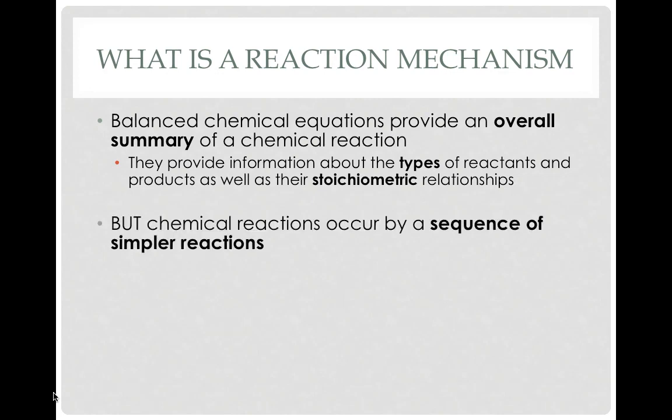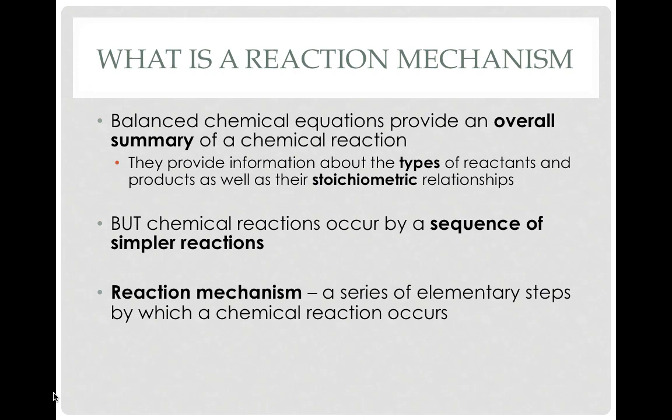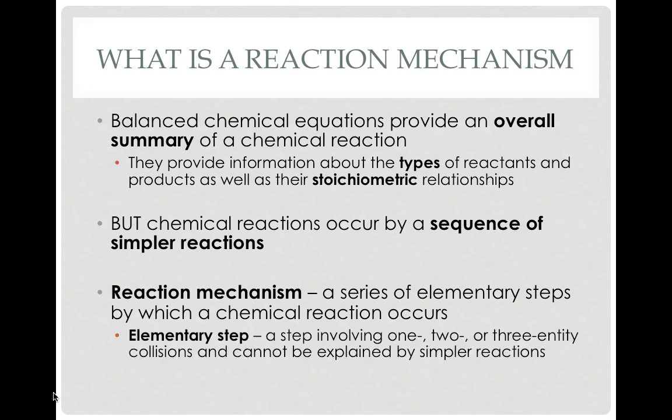What we can find is that chemical reactions are often able to be broken down into smaller steps, a sequence of simpler reactions that, when added together, add up to make up your overall balanced equation. And that's exactly what a reaction mechanism is, a series of elementary steps that do occur to make up a reaction. And in this case, an elementary step is the most basic step in a chemical reaction that cannot be broken down further. And it typically only involves one or two entities, and very rarely three.